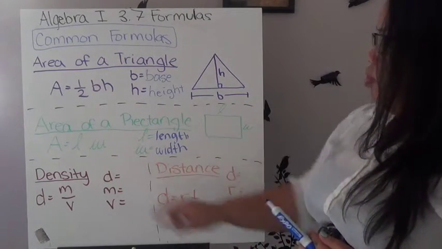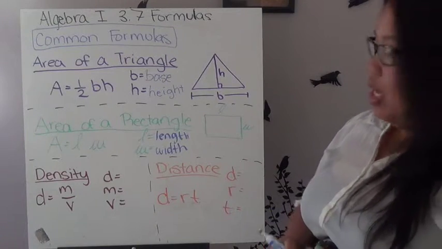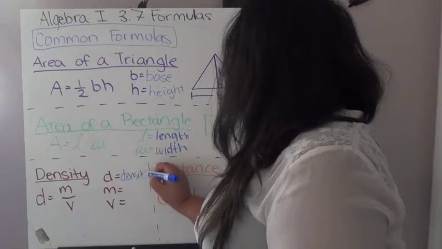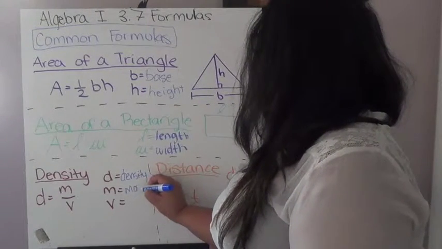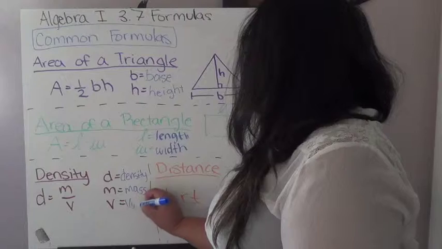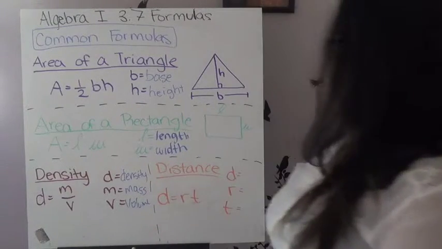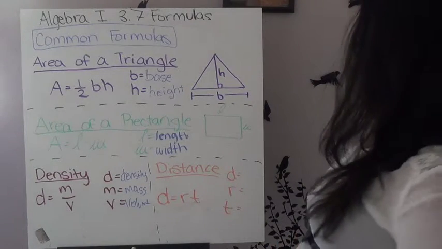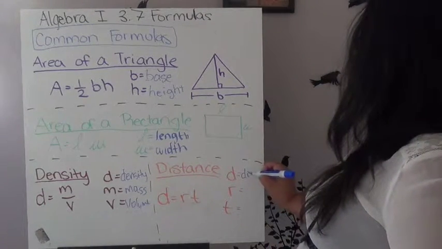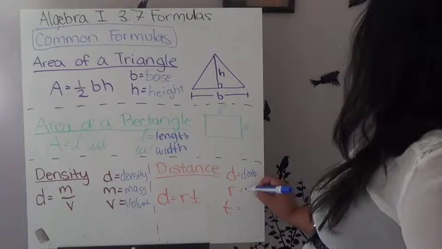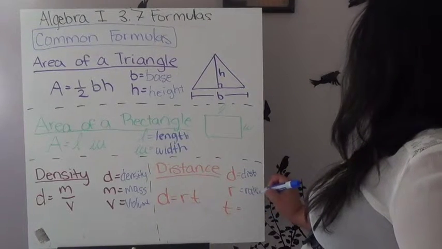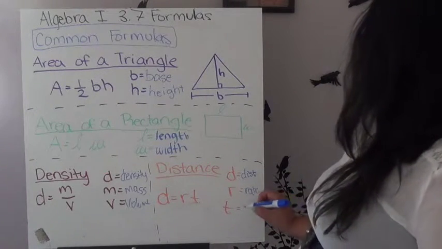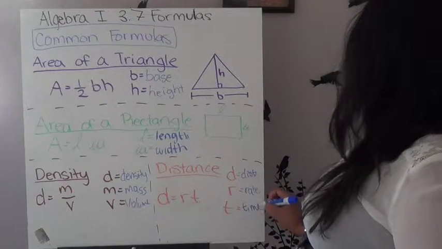Density is D equals M over V. D stands for your density. M is your mass. And V is your volume. And distance is something that you've probably seen. We've done it in some of the problems before. D is your distance. R is your rate, so like 8 miles an hour, 12 kilometers per minute, whatever it may be. And T is our time.